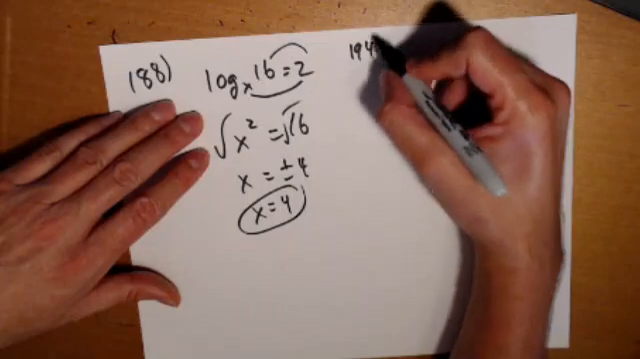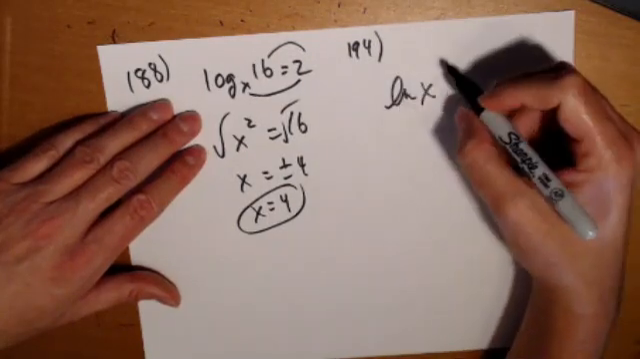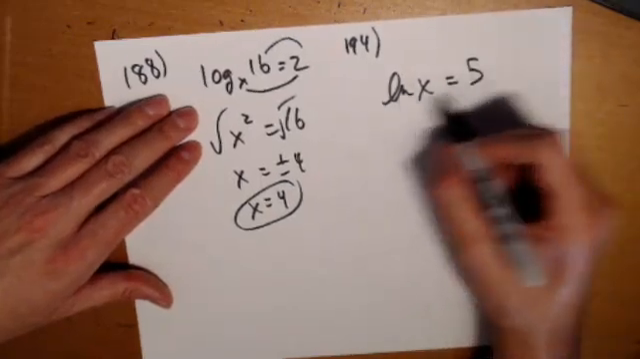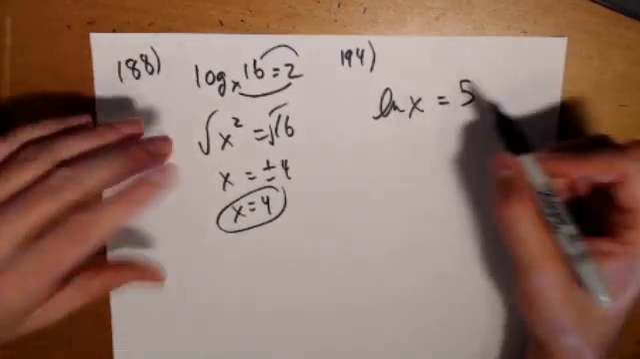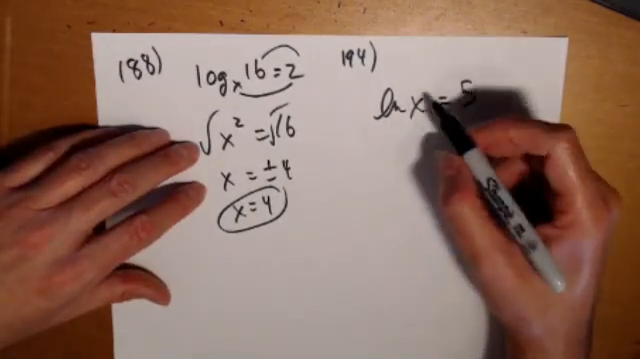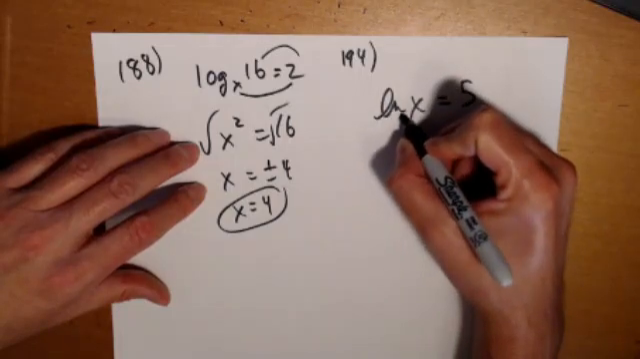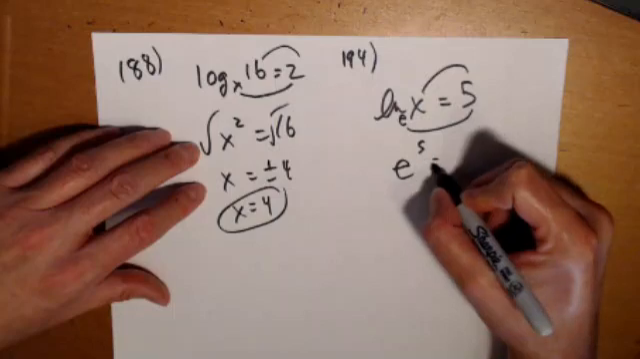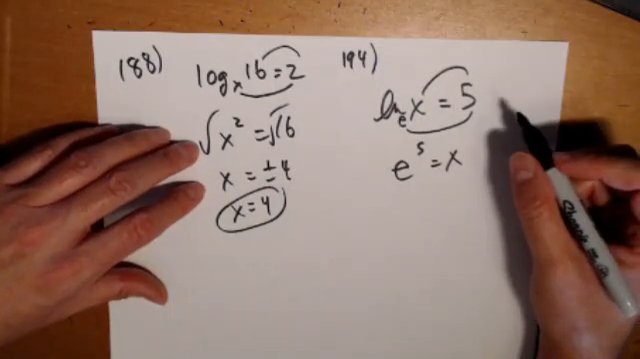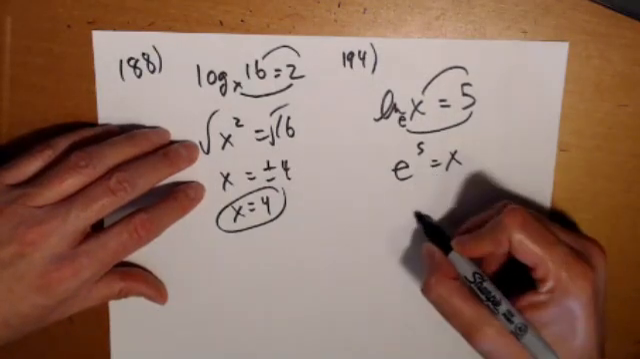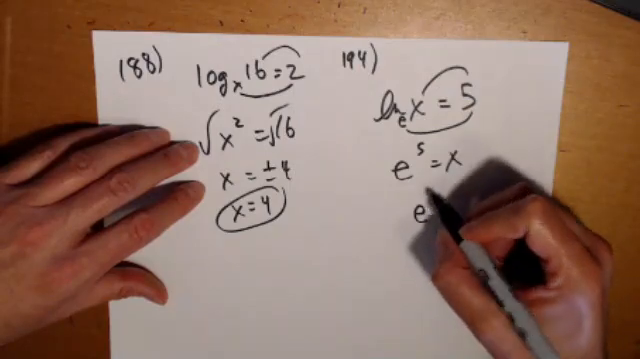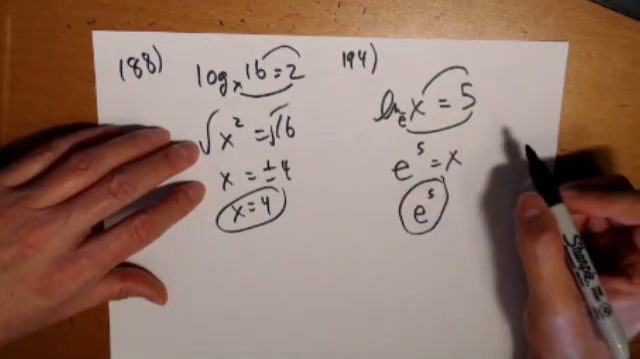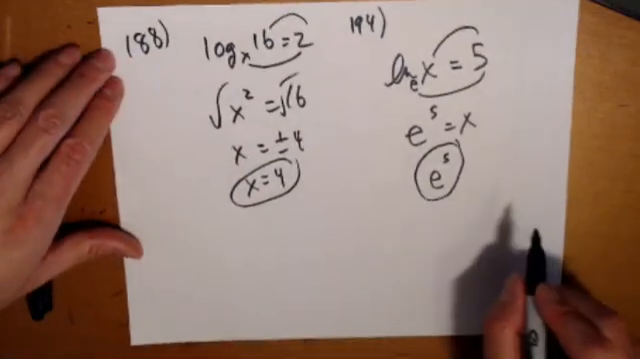Let's try 194. ln of x equals 5. Until you're comfy with this game, ln, isn't that just log base e? Maybe put a little e right there. e to the 5th is x. We're trying to solve for x. Oh, it's just e to the 5th. But e, what's e? It's 2.718. Oh, so that's just the answer? Yeah, that looks weird, I know.